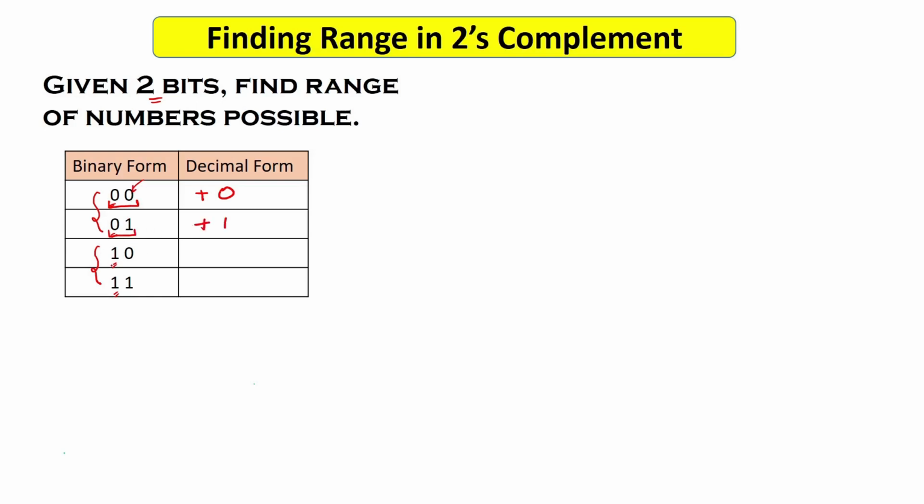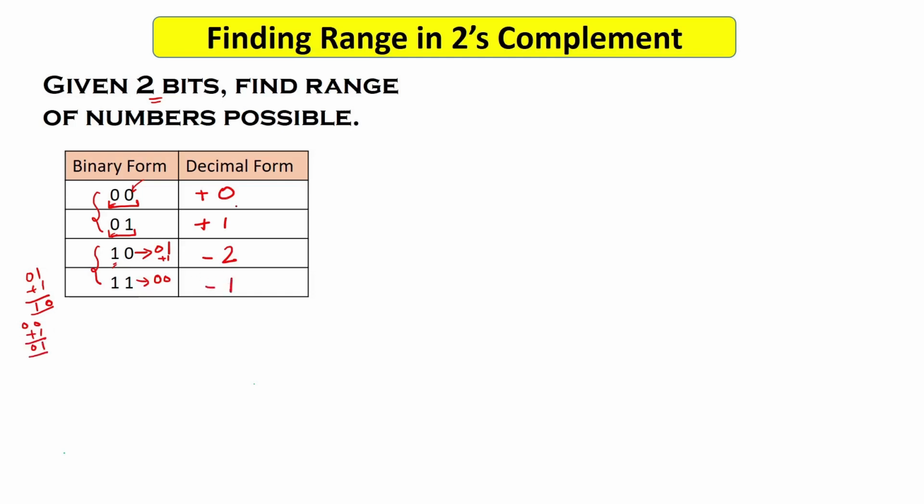Now in case of negative, I have to take care. I have to first convert them to 0, 1. That is, I will flip. Then I will add 1. So it will be how much? 0, 1 plus 1 will be 1, 0. And 1, 0 is how much in decimal? It will be 2. So it will be negative 2. Now this 1, 1 is again flipped to 0, 0. Now plus 1, it will be 0, 1. And 0, 1 is 1. It will be negative.